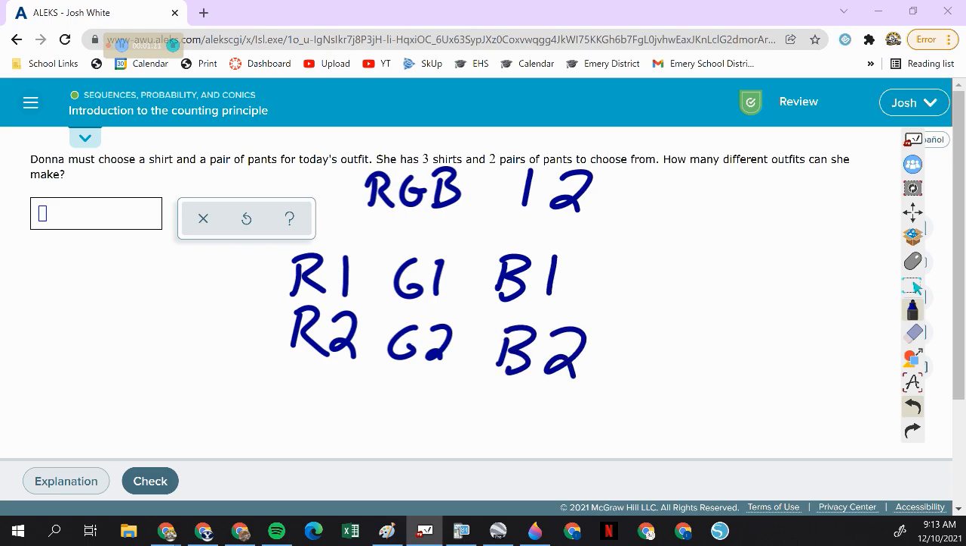So one question we have to ask is, are those the same thing? Yes. Okay. Sometimes when you're putting things together into pairs or groups, R1 and 1R are exactly the same thing. So if you put your shirt on first and your pants on second, that's exactly the same thing as your pants on first and your shirt on second. So in this case, there are 6 possibilities.